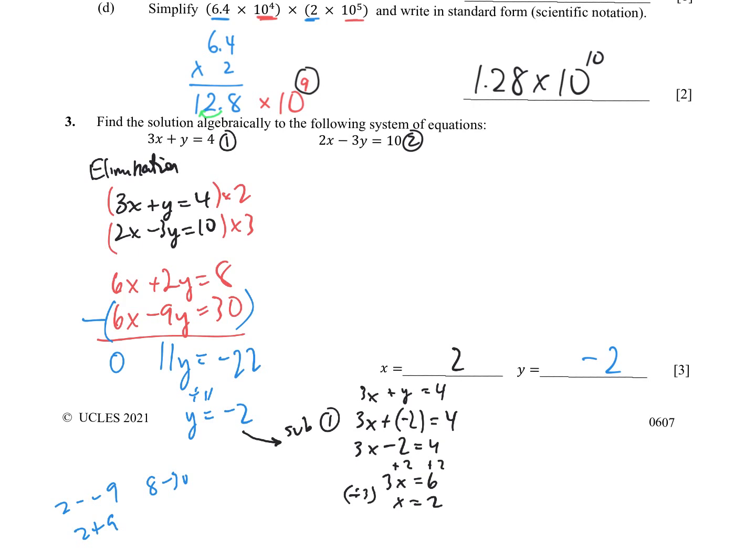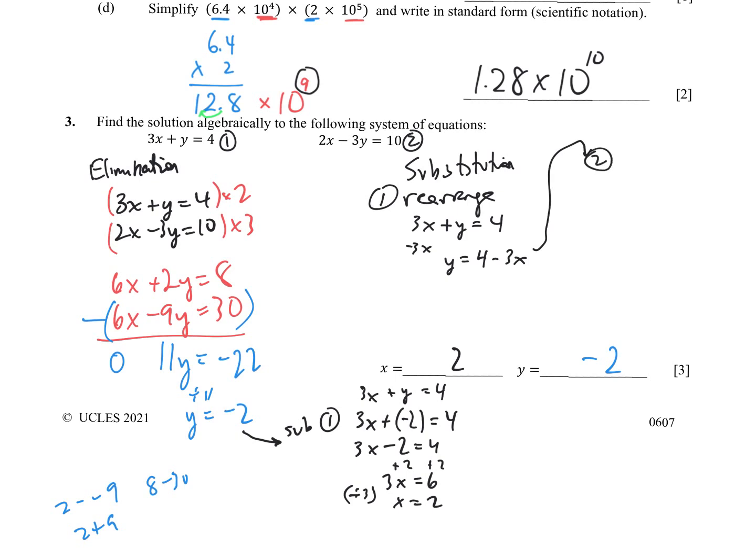All right. Now, if you preferred the substitution method, then it could work if you, say, took equation 1 and rearranged it. So you could take equation 1, 3x plus y equals 4, and you could move 3x over to the other side. You get y equals 4 minus 3x. Then you could substitute into equation 2. So you could have 2x minus 3, and instead of y here, you could put 4 minus 3x into the equation.